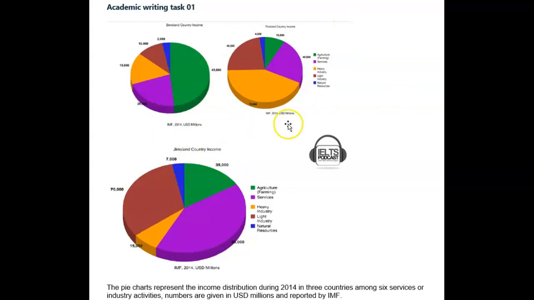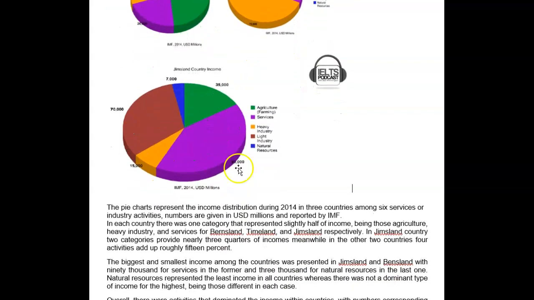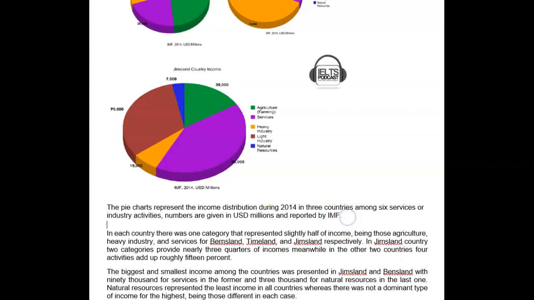So we're comparing three pie charts. It's a lot of information to do in one short space. But the pie chart represents the income distribution during 2014, three countries among six services or industry activities. Yes, very nice, good start.